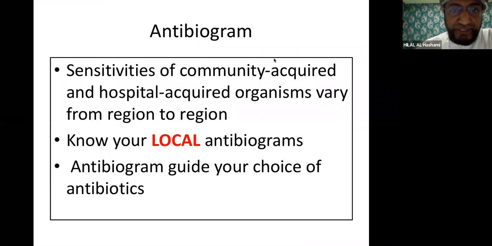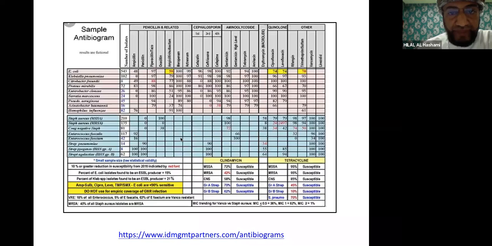The other thing in antibiotic prescription is the antibiogram. You know, the sensitivity of community-acquired or hospital-acquired infection varies from one region to another. So you need to know your local antibiogram, so that the antibiogram guides your choice of antibiotics. And this is an example of the antibiogram that is available in each center. It tells you the organism and the sensitivities to the antibiotics used in that center.